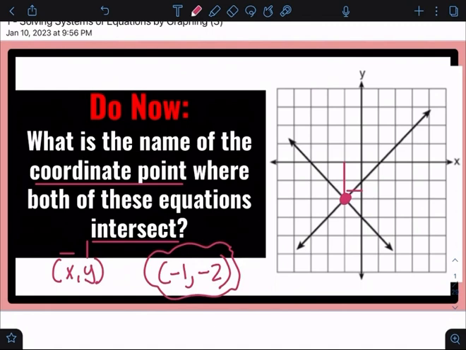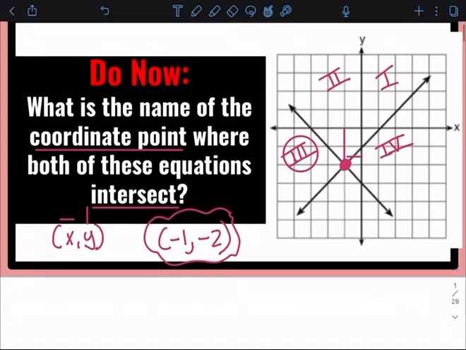Another question that can be asked is, what quadrant is the point where they intersect? If you remember to name quadrants, we call this the first quadrant, the second quadrant, the third quadrant, and the fourth quadrant. So where does it intersect? It intersects in the third quadrant. All right, that's just a little review.